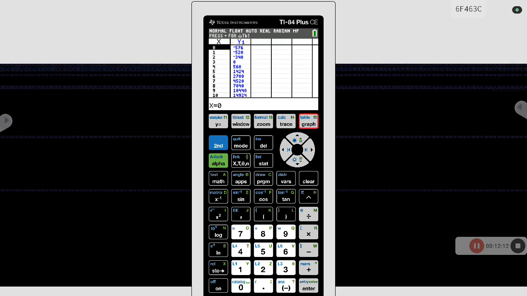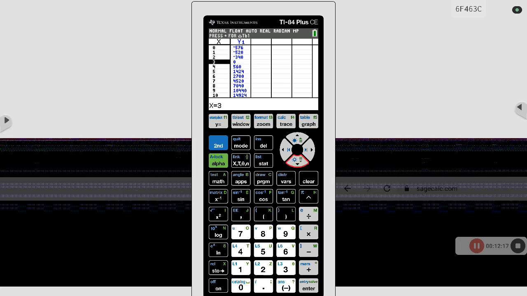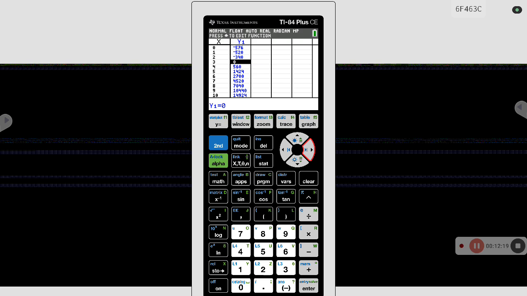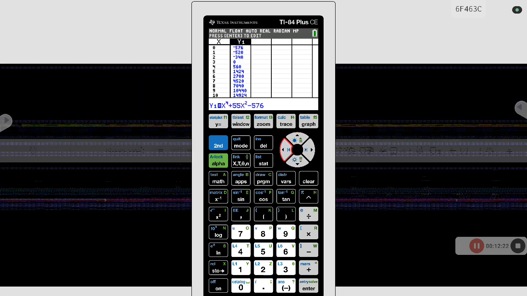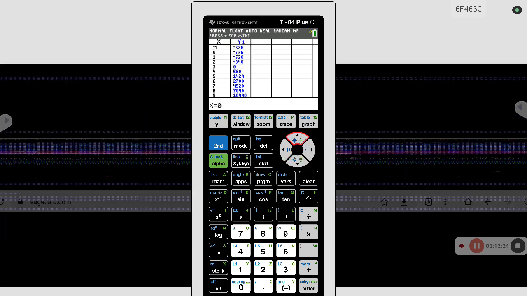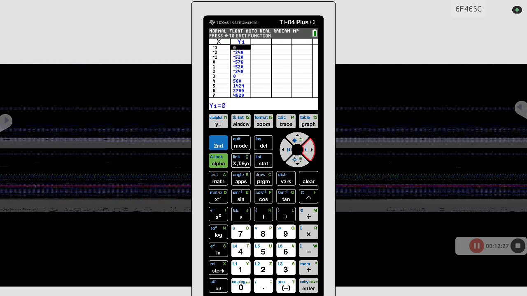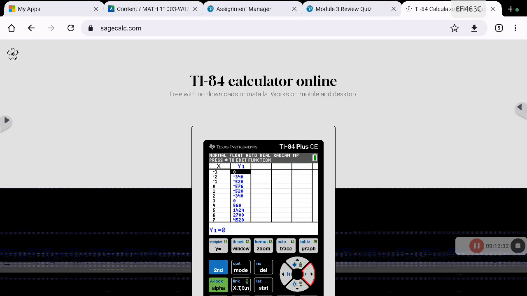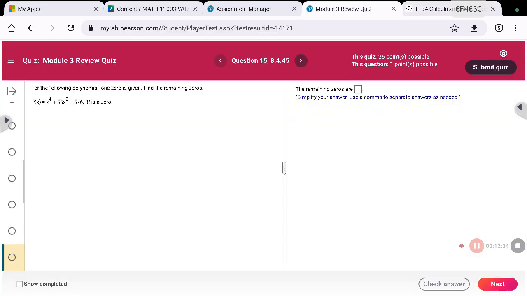At those x's, the y coordinates should be 0. You'll notice that there's the positive 3, its y is 0. Now let's look at negative 3. And its y is also 0. So what that tells me is that the other two zeros besides the 8i are going to be the negative 8i and negative 3 and positive 3.